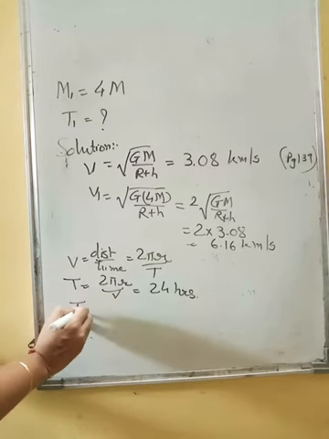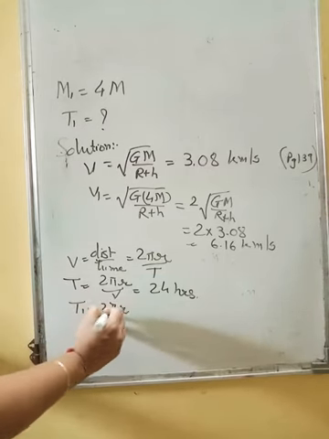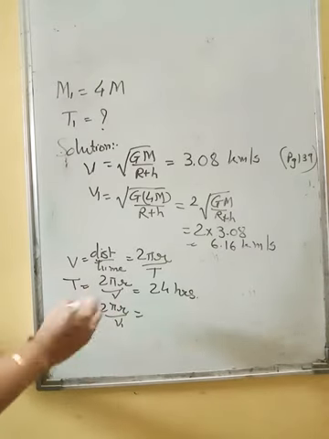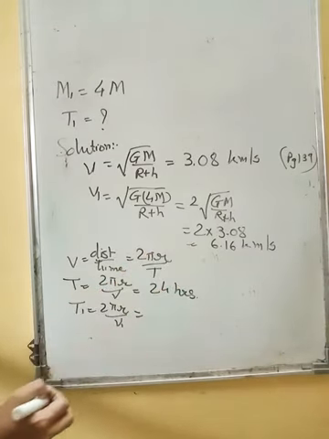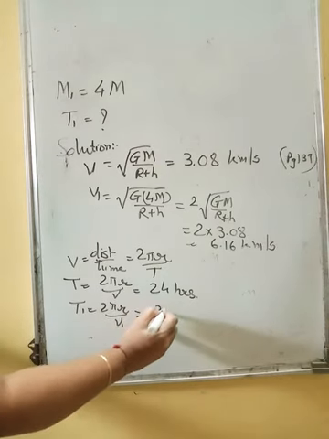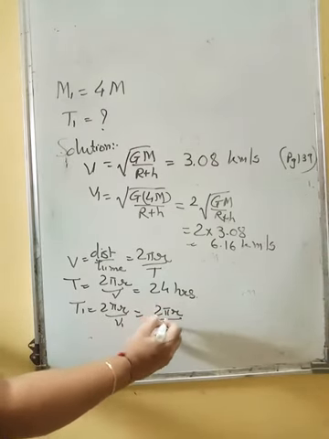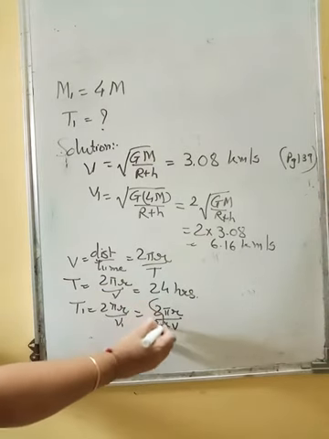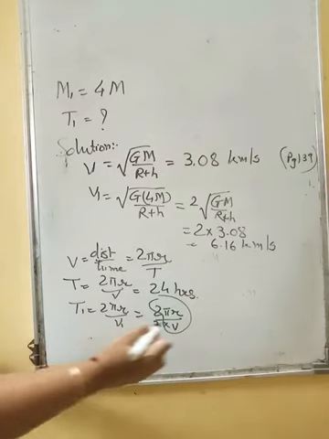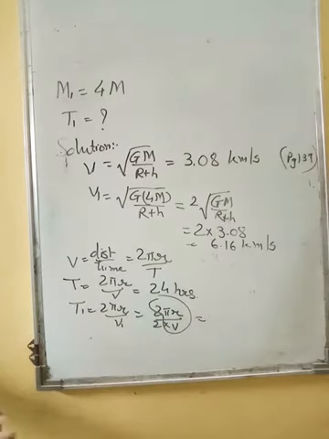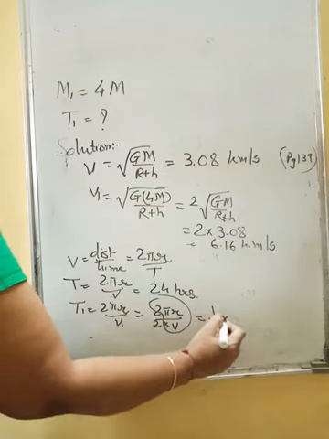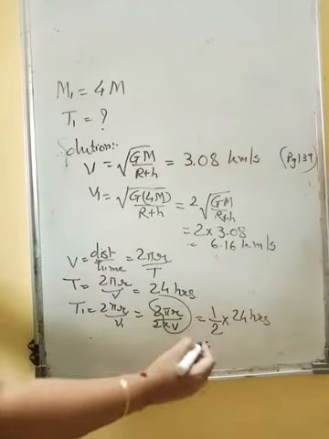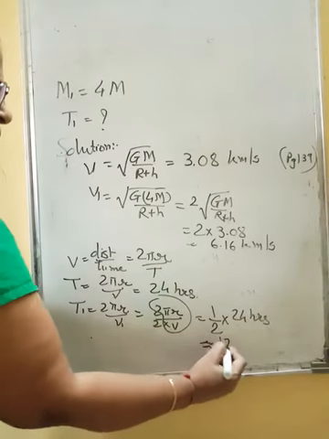So now my new one will be 2 pi r upon the new v1. The new v1 is how much? The old v multiplied by 2, isn't it? So 2 pi r upon 2 into v. Now this value you already know. So it is 1 upon 2 into 24 hours. So that will be half of 24, approximately equal to 12 hours.